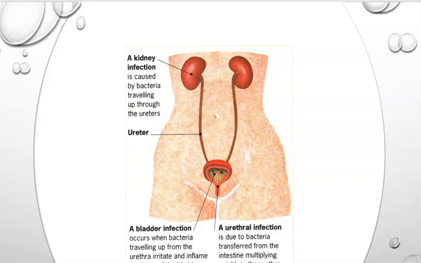So urethritis is going to be the inflammation of the urethra. Prostatitis is going to be inflammation of the prostate gland. Cystitis is going to be an inflammation in the bladder. So we would have that right here. And then pyelonephritis is going to be an inflammation of the kidney and the pelvis.